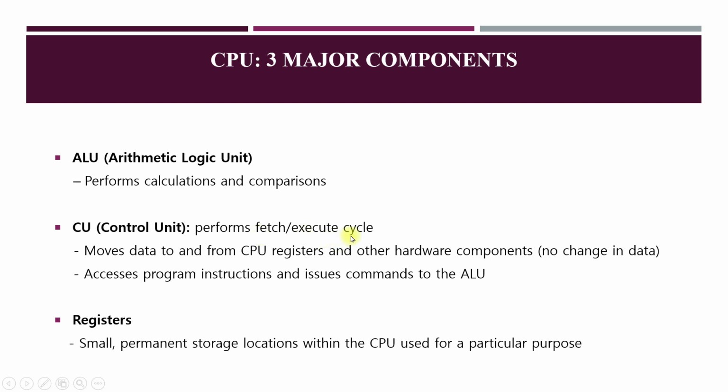Always remember that in pipelining we have five main stages: fetch, decode, execute, memory access, and write back. So there are five main stages involved in pipelining. The control unit will perform the fetch and execute cycle, and it will also help in moving the data to and fro from the CPU registers and to other hardware components. It is also involved in enabling and disabling a particular component inside the computer.